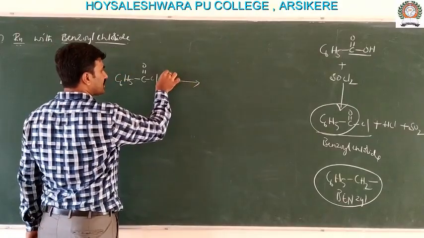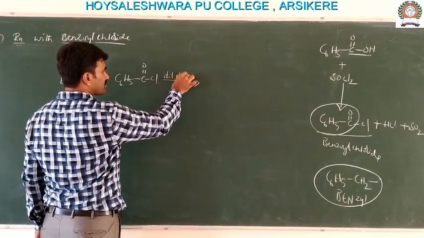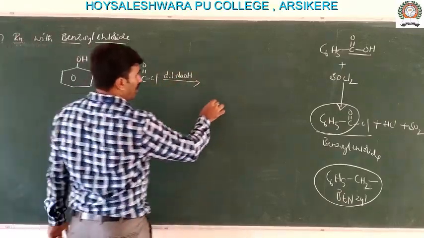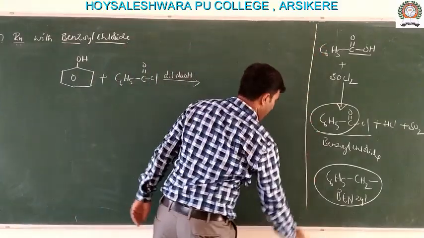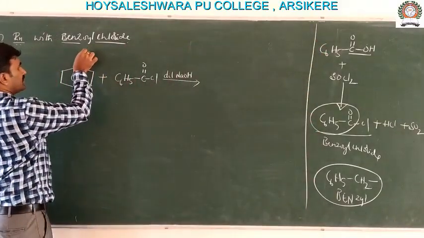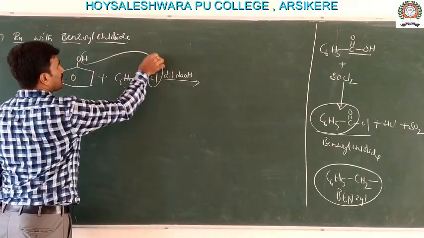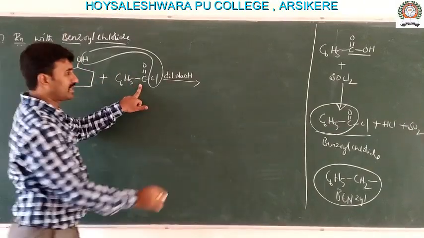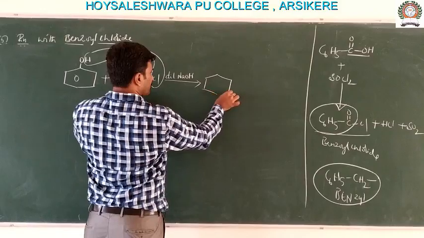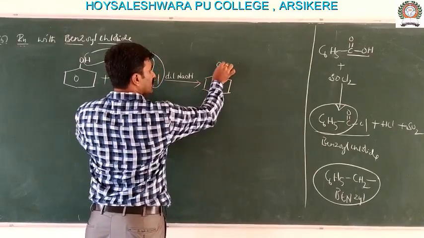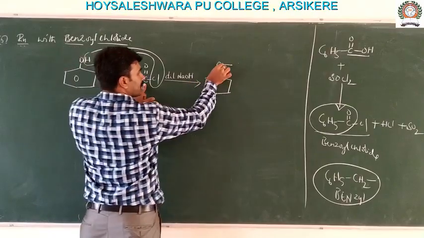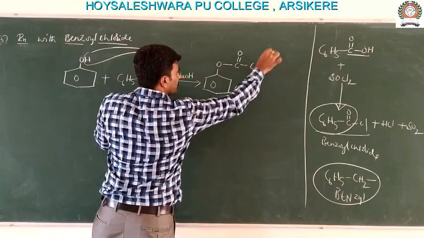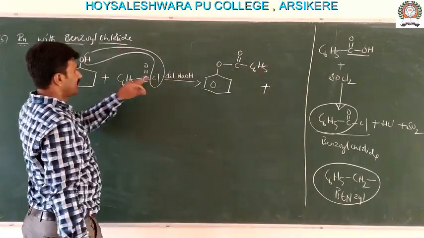This reaction is carried out in presence of dilute NaOH. It is a base catalyzed reaction. See, this H and this Cl go out and the phenoxide ion attacks this electrophilic carbon, that means O bonded to what? C double bond O and C6H5, plus HCl.